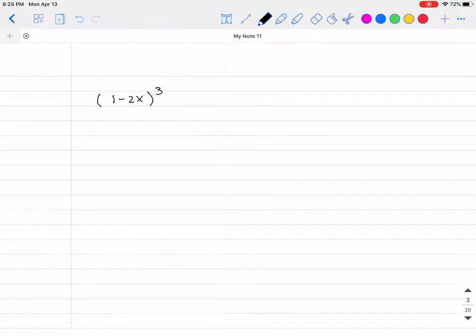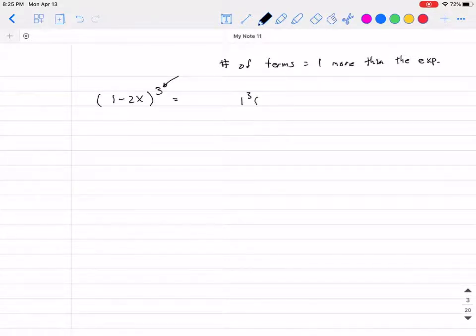Okay, so I'm going to use this binomial expansion to figure out what that's equal to. So here we go. There are going to be a total of 4 terms in here, and the number of terms is always going to be 1 more than whatever your degree is. So the number of terms is equal to 1 more than the exponent.